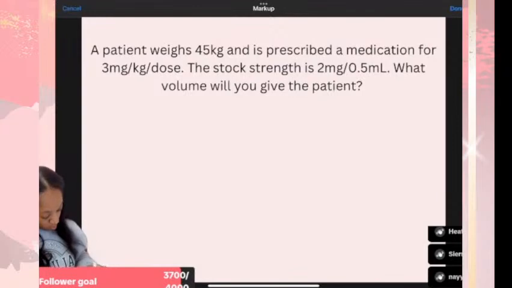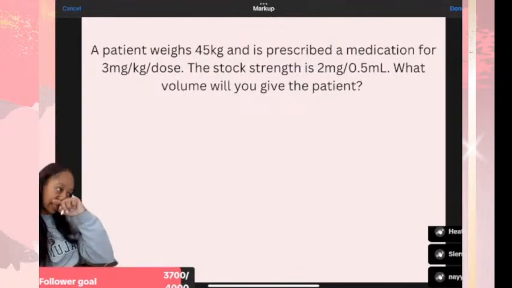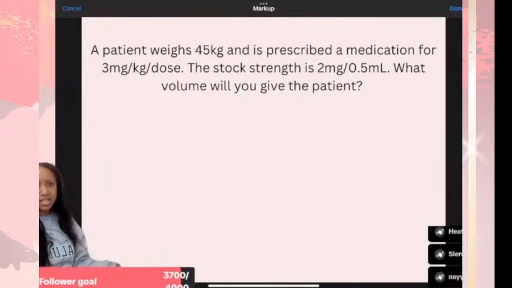Okay, so when we have problems like this, that has a lot of words in it, a lot of people kind of get lost in the problem, lost in the sauce. So therefore, I say use PPP: patient, prescription, product.